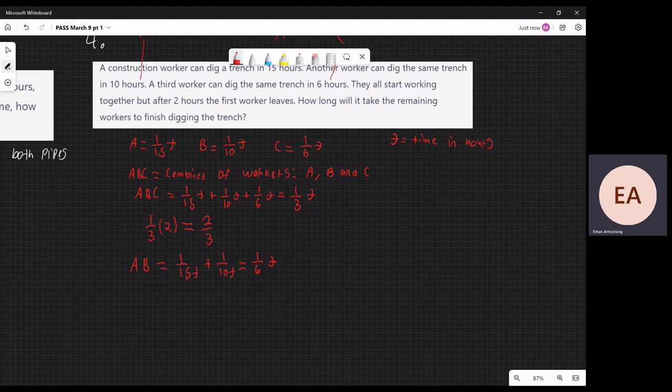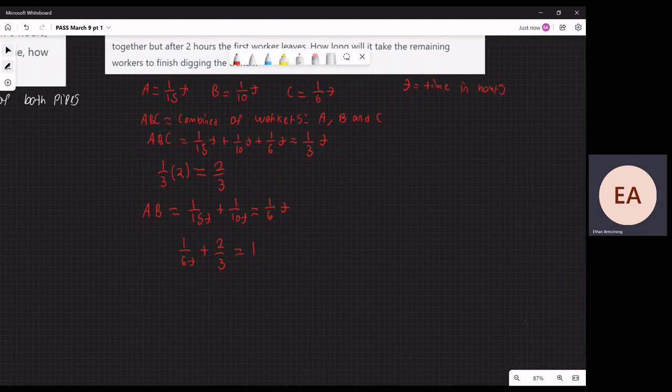And now how long will it take the workers to finish digging the trench? Well, since they've already built 2/3 of the trench, we can write this as 1/6 t plus 2/3 equals 1. And since they've already built 2/3 of a trench, they just have 1/3 of a trench left to build, because 1 minus 2/3 equals 1/3. Sorry, these t's shouldn't be in the denominator.